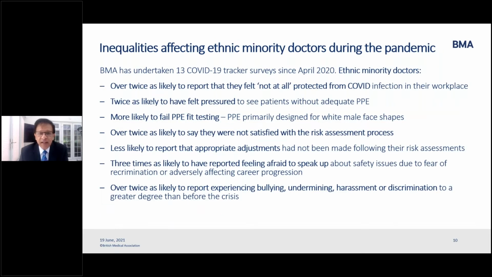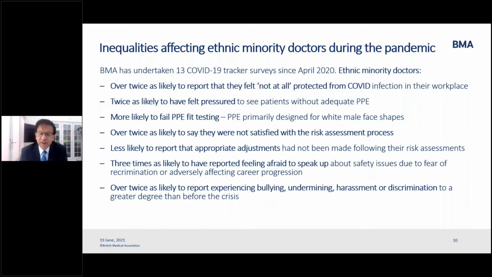And the BMA carried out 13 tracker surveys about every 3 to 4 weeks throughout the pandemic. And we've had tens of thousands of doctors reporting snapshot experiences. And what this has shown is that ethnic minority doctors, especially during the first wave, when, as you will remember, PPE was short, were twice as likely to report not feeling protected from COVID. They were twice as likely to say they felt pressured to see patients without adequate PPE.